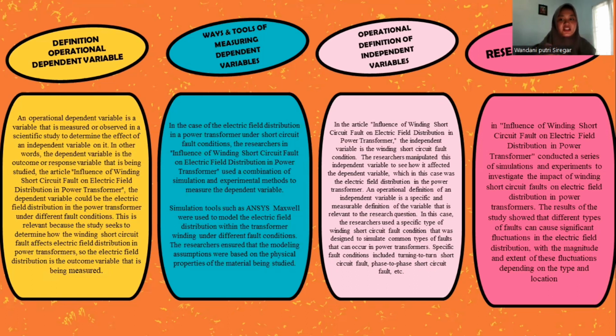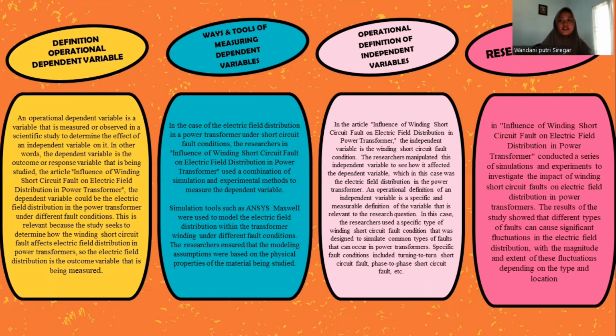An operational definition of an independent variable is a specific and measurable definition of the variable that is relevant to the research question. In this case, the research used a specific type of winding short circuit fault condition that was designed to simulate common types of fault that can occur in power transformer. Specific fault conditions include turn-to-turn short circuit fault, pass-to-pass short circuit fault, etc.